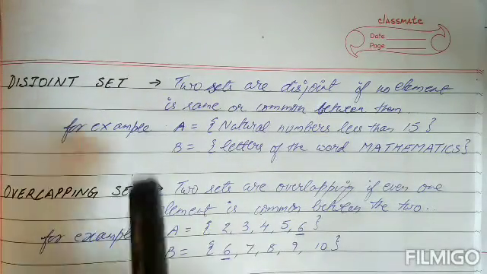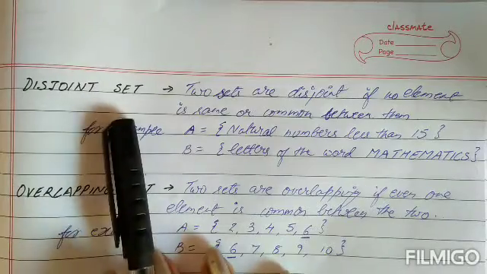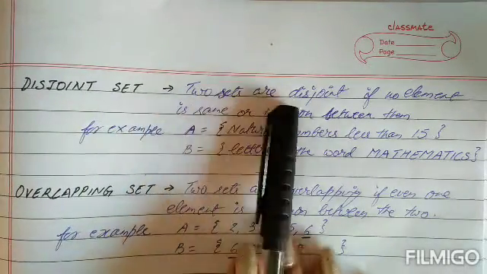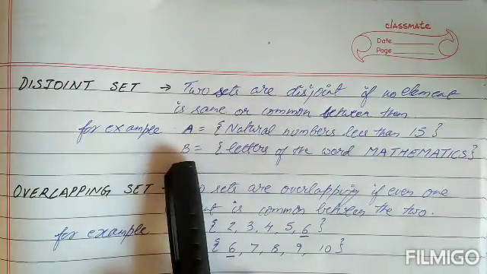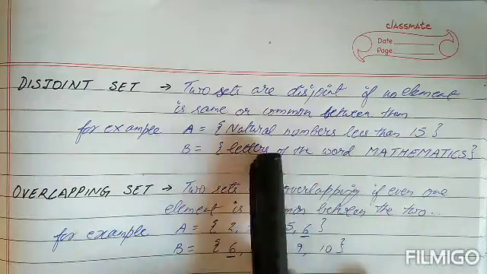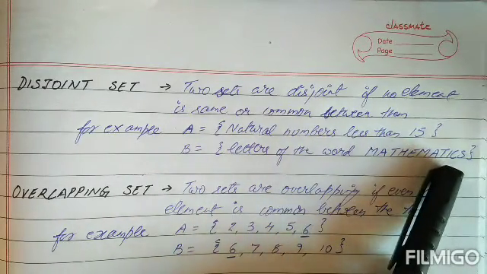Coming to the next one, children, the disjoint set. Now again, the name is telling: disjoint means something which will not be similar, not be same. Two sets are disjoint if no element is same or common between the two sets. Like I have taken natural numbers less than 15. You know what the elements are? 1, 2, 3, 4, 5, 6, 7, 8, 9, 10, 11, 12, 13 and 14.